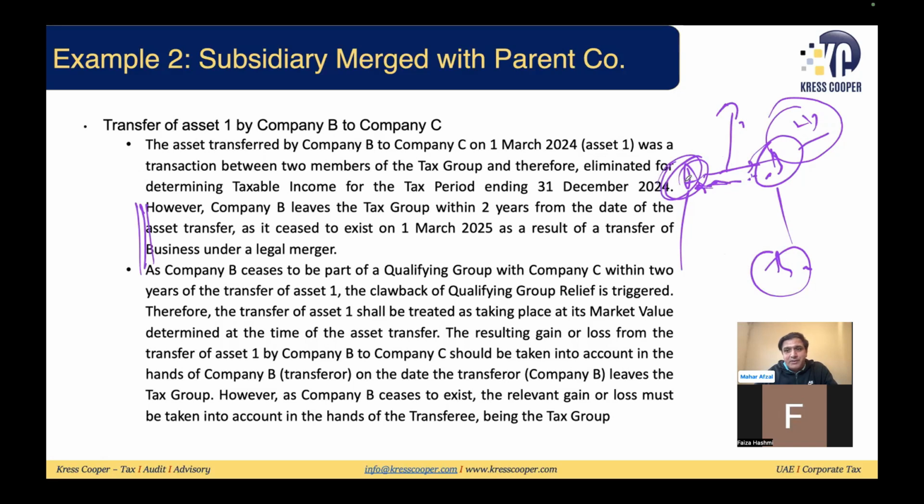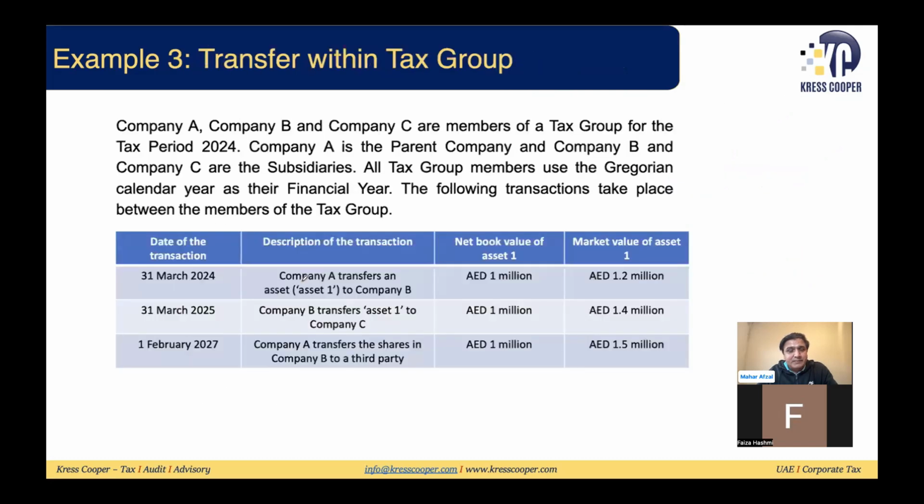We will look into the example as well. So as B ceases to be part of the qualifying group within 2 years, they have not fulfilled the 2 years condition. The clawback clause will be applicable, and the transferor will be liable to calculate the gain and pay the tax as well. If the transferor does not exist in case of this transfer, then the transferee will be liable to pay tax on this gain. This is a very classical example basically.